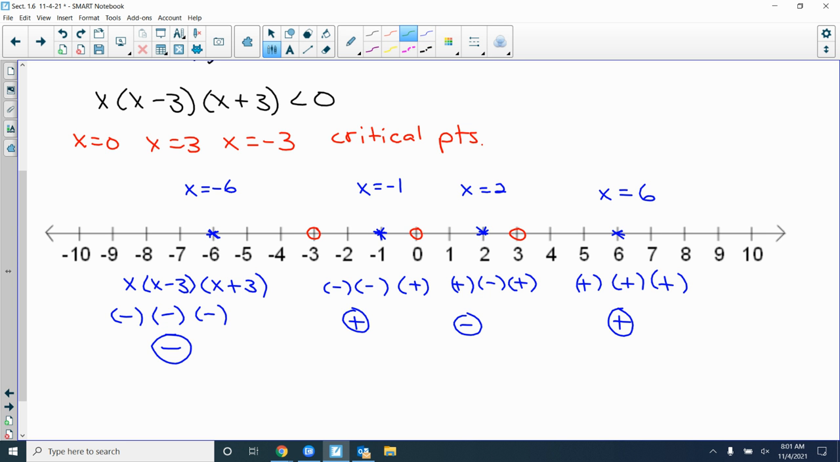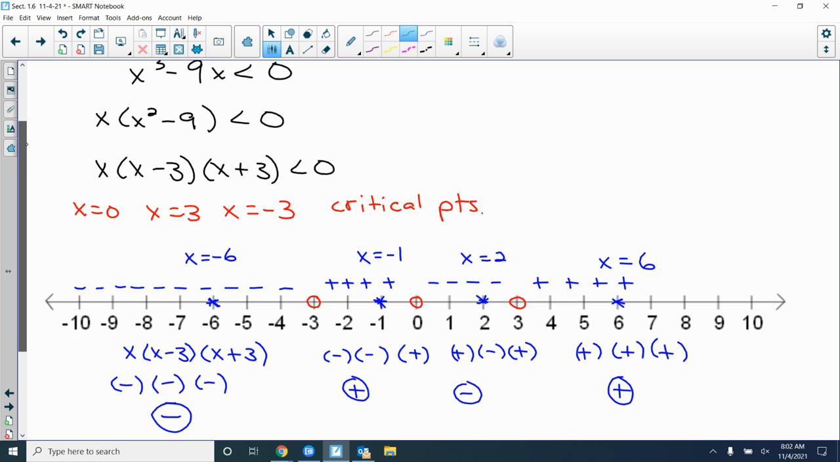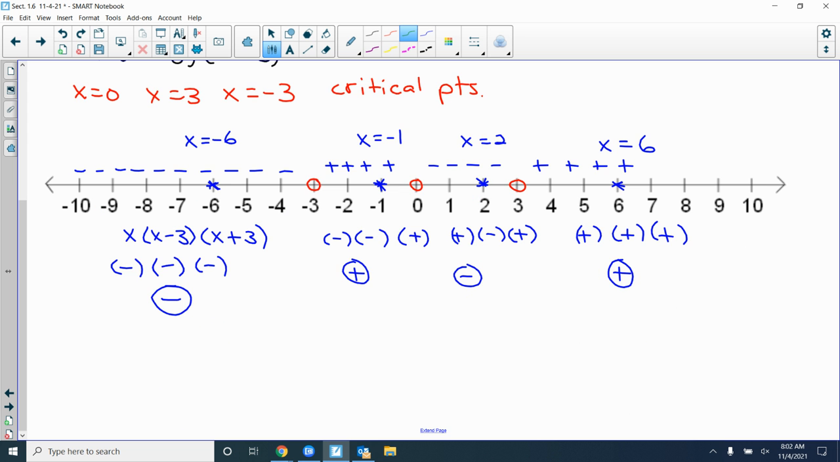So let me just mark this. I get all negatives in this chunk here. I get all positives in this chunk here. At 0, it goes back to negatives, and at 3, it goes to positives. One thing you have to watch when you write your answers: use your critical points as the dividers. Sometimes people accidentally use their test points. So what did we want to know? We want to know less than 0. So I have two areas that are less than 0.